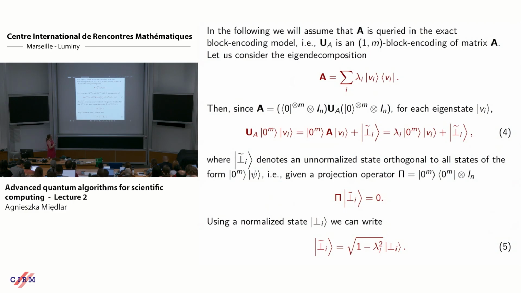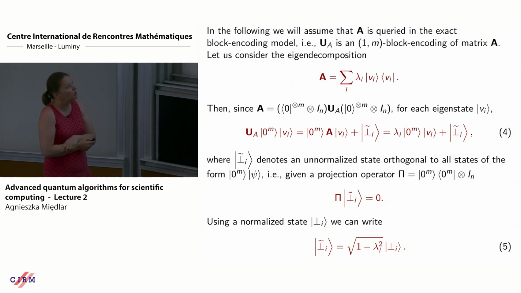So following the definition of the block encoding, since I assume that it's an exact block encoding, this is the relation between the block encoding and the exact matrix A. So for each of the eigenstates, Vi, I can look at this object. I can apply the block encoding to this Kronecker product between the state that was connected to the ancilla qubits and the Vi.